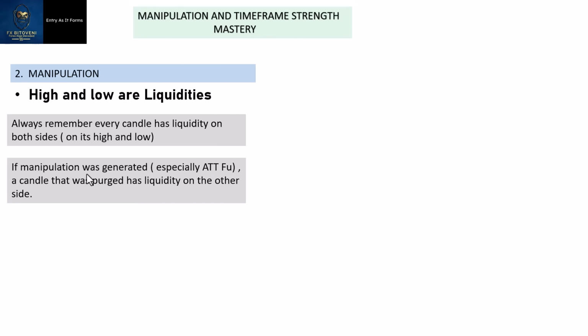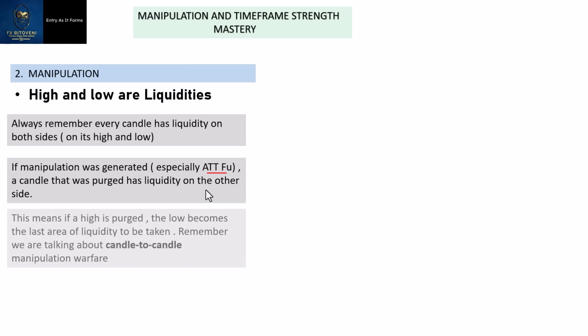If manipulation was generated, especially untapped FU, a candle that was purged has liquidity on the other side. I repeat one more time. If manipulation was generated, especially untapped FU, a candle that was purged has liquidity on the other side. I'll give you an example. This means if a high is purged, the low becomes the last area of liquidity to be taken.